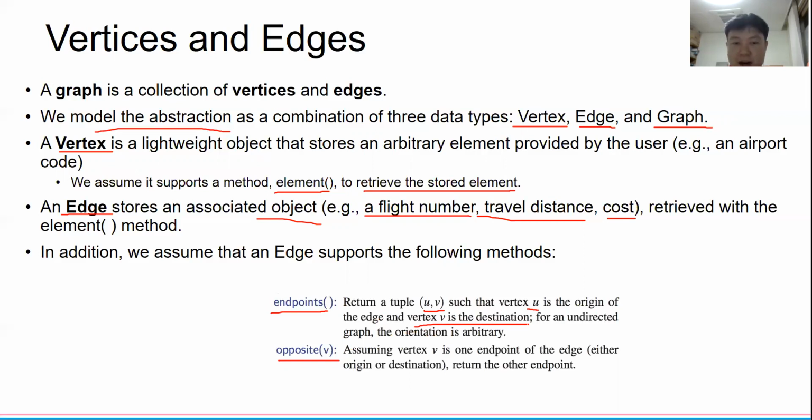For an undirected graph, the orientation is arbitrary. So if I want to know a tuple u and v, the endpoints will be, if I know u is the origin, then v will be the destination. So that will be the endpoints. What about the opposite? The opposite means if I know that vertex v is one endpoint, then the other endpoint will be the opposite.